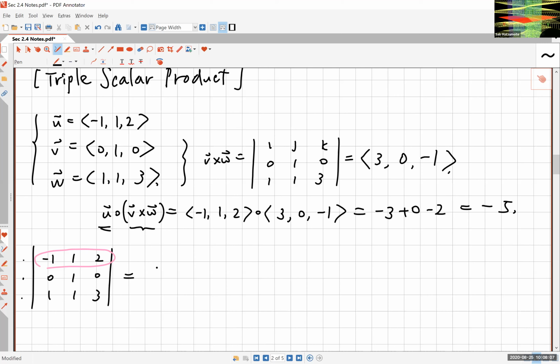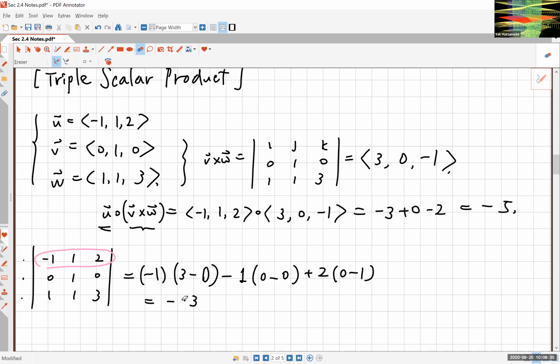When you do this, you have negative 1 times the determinant of 1, 3 minus 0, 1, and then negative of 1 times the determinant of 0, 3 minus 0, 0, 0, 1, plus 2 times the determinant of this 2 by 2 matrix, which is 0, 1 minus 1, 1. And so this is negative 1 times 3. Let's go ahead and try to show this. Negative 1 times 3 minus, this would be 1 times 0, and then plus 2 times negative 1.